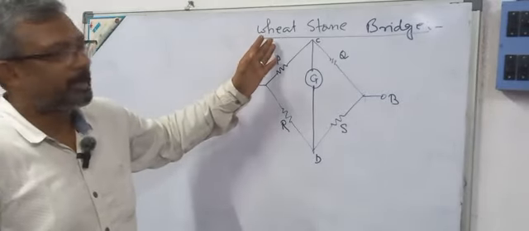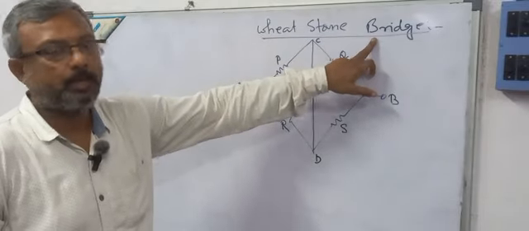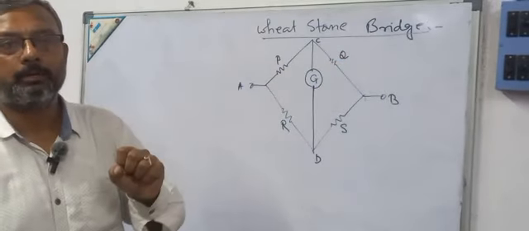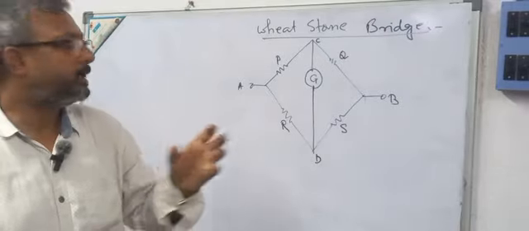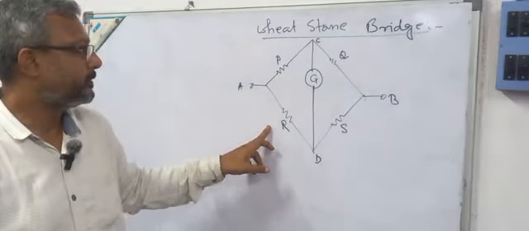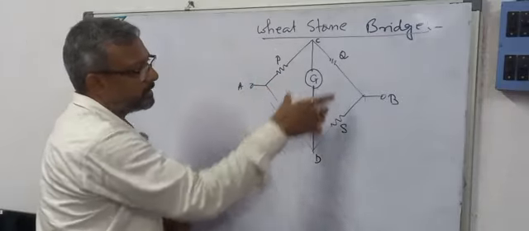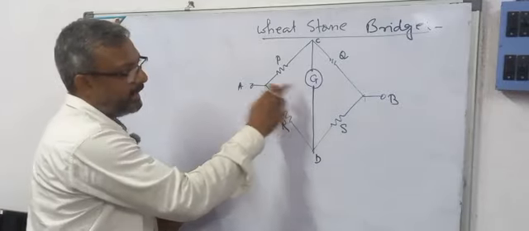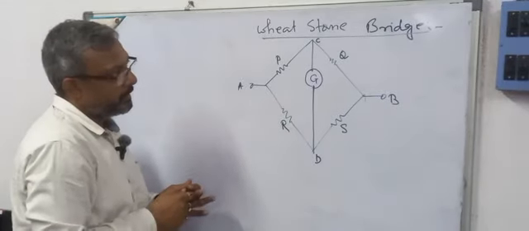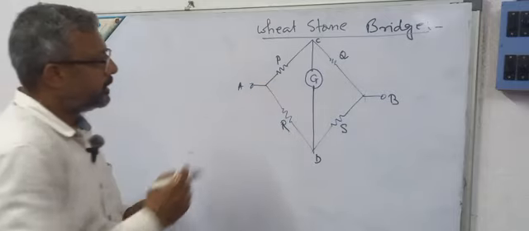Today I am going to discuss one important topic, the Wheatstone bridge principle, by which you can find out the resultant resistance of the combination. The Wheatstone bridge consists of 4 resistances and 1 galvanometer. Basically, it is based on the principle of Kirchhoff's law.